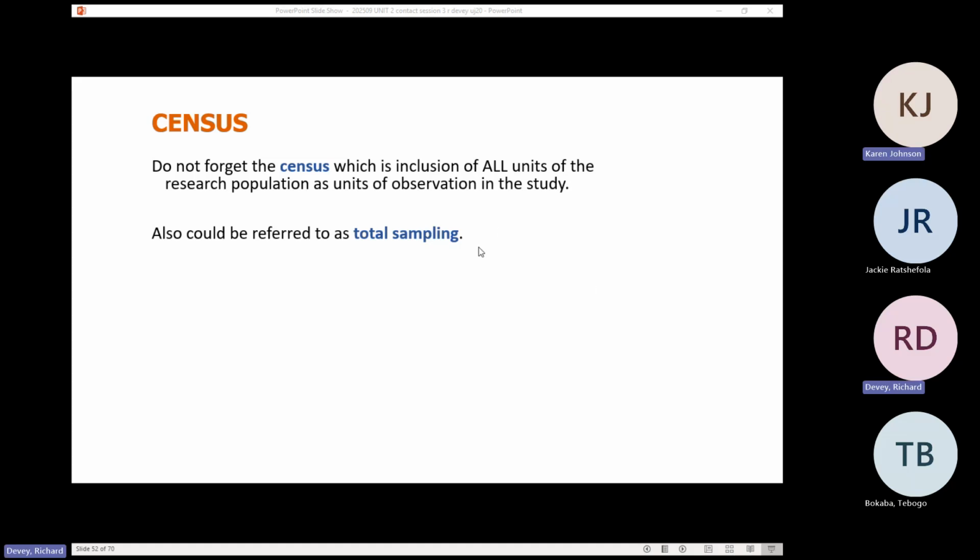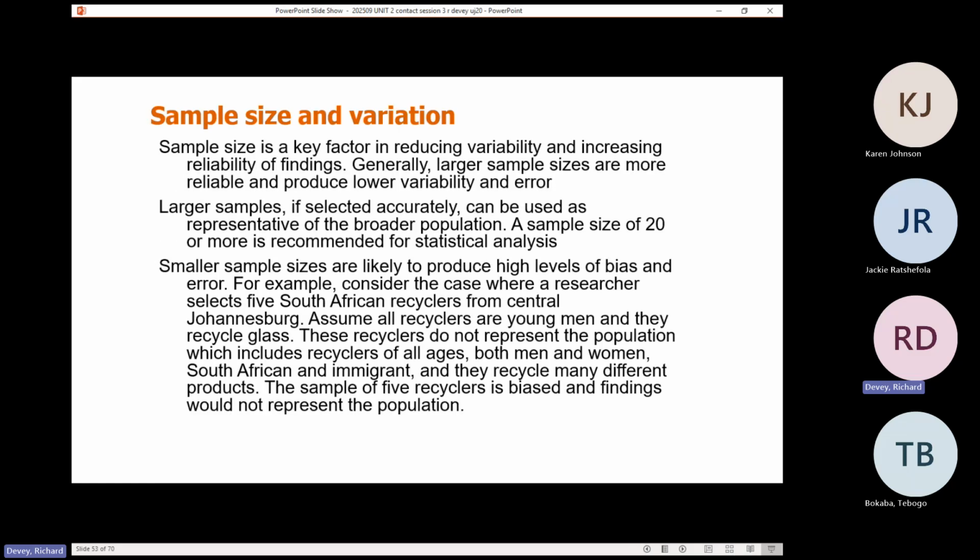Good. Okay, thanks. So we'd gone through the different types of sampling, and I want to talk about, if I can move the slide on, sample size and variation.